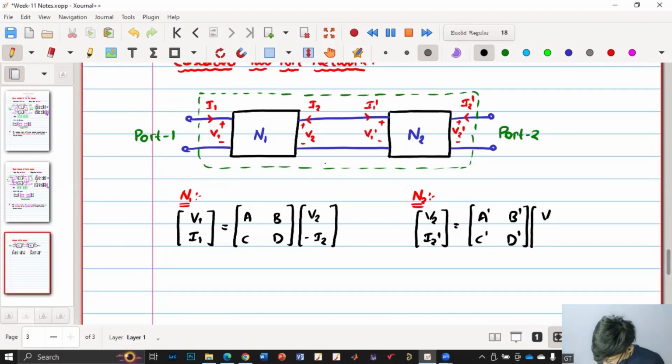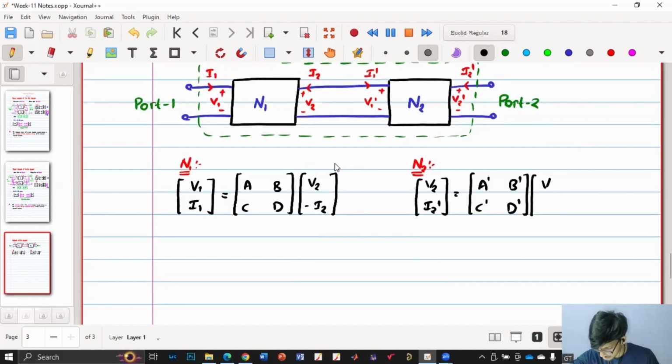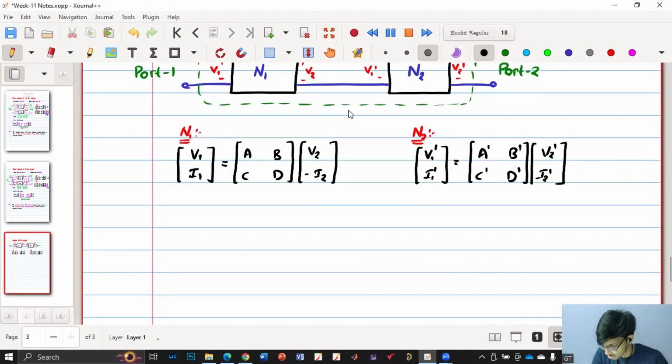Sorry, I think I have made one mistake. This should be V1 dash, I1 dash. Okay, these are the input, right? So V1 dash, I1 dash, and this will be V2 dash, I2 dash. Now from the interconnection between this, we can say that V1 dash equal to V2 and I1 dash equal to minus I2. So we have, so here, let me use this.